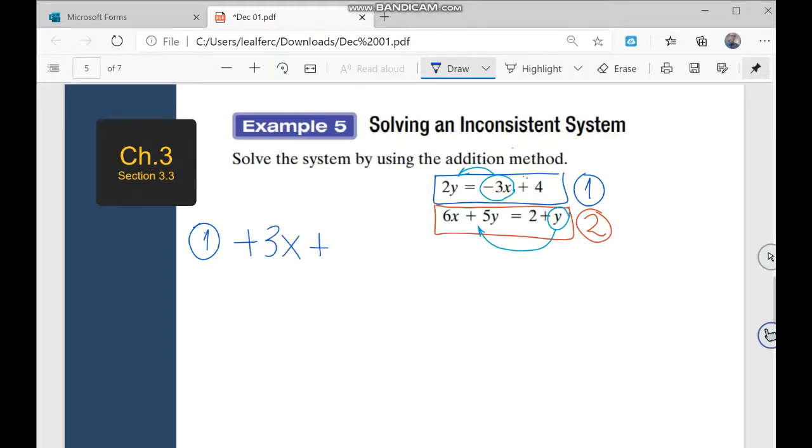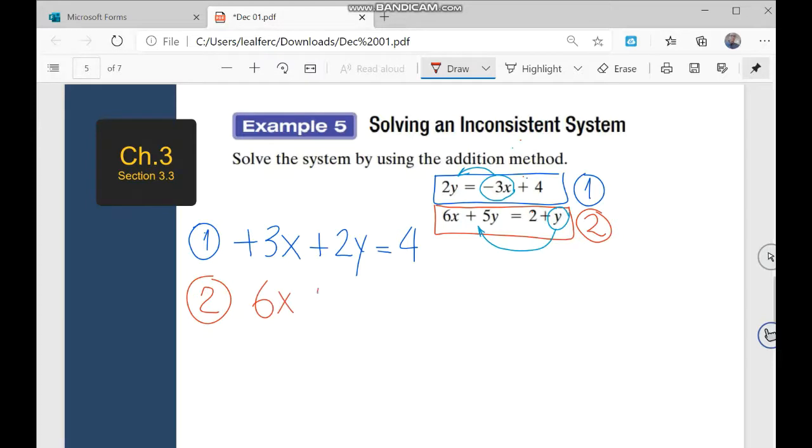Plus 2y equals 4. Okay? So this is the first equation. Next one. Let's work the second equation.